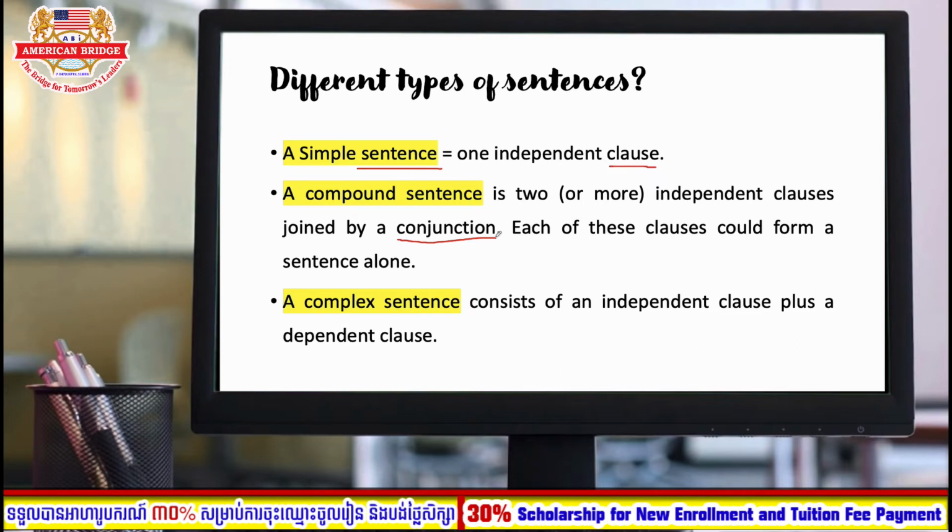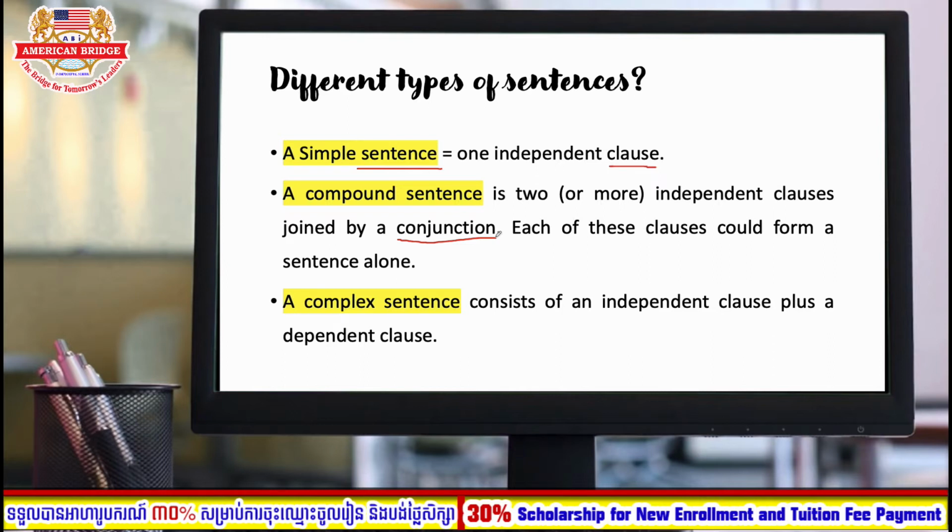However, a complex sentence consists of an independent clause plus a dependent clause, and it needs a conjunction to link these two clauses together. The conjunctions used to form a complex sentence are mostly subordinating conjunctions. However, when we link two independent clauses together, we call it a compound sentence. They use the coordinating conjunctions, which are the FANBOYS, right?